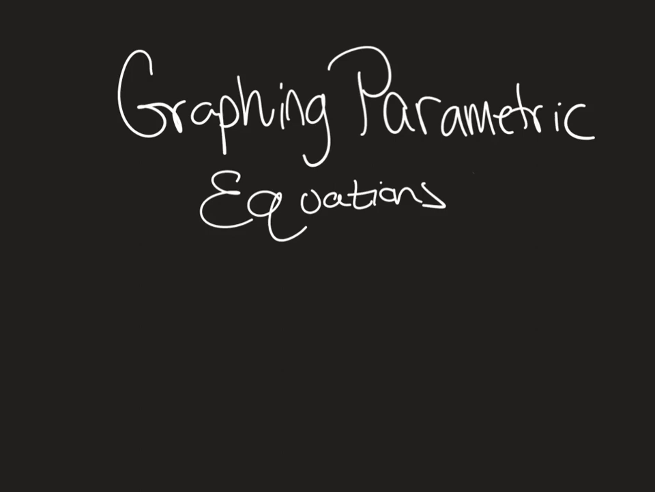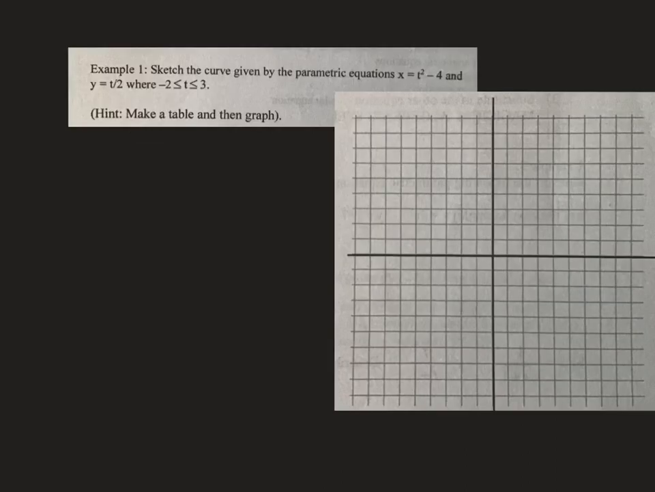Okay, so let's do some more with parametric equations. Yesterday we practiced learning how to convert back and forth, and now we are going to learn how to graph. So you can go back to page 119 in your book, and we're going to start with example 1.